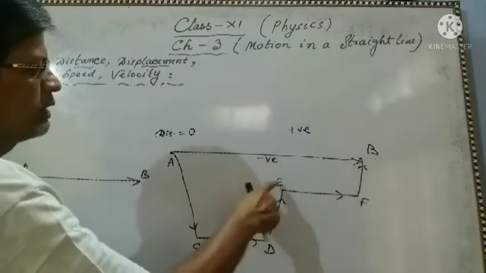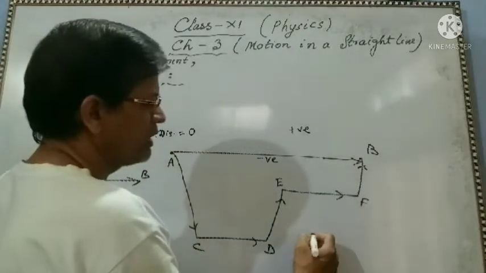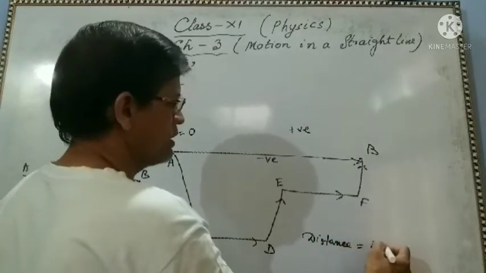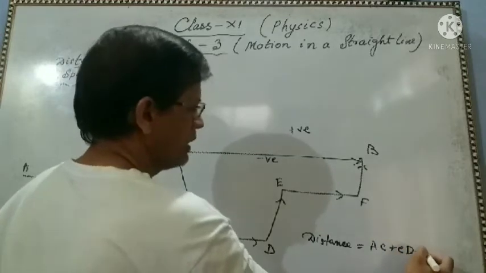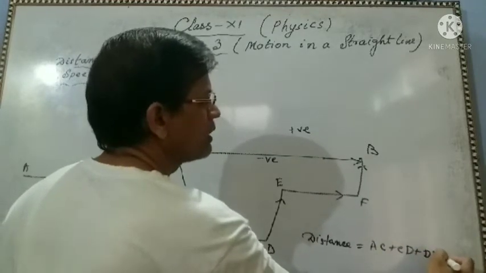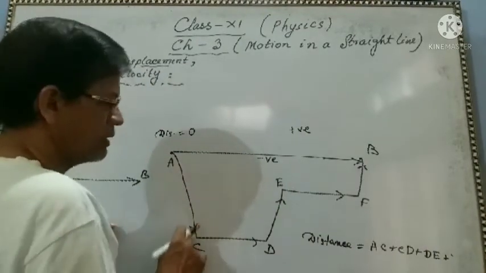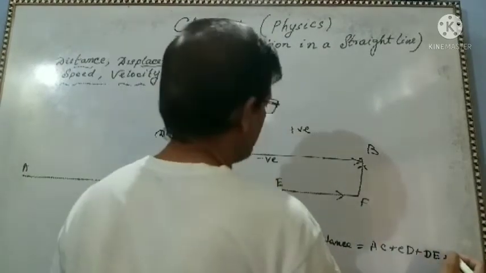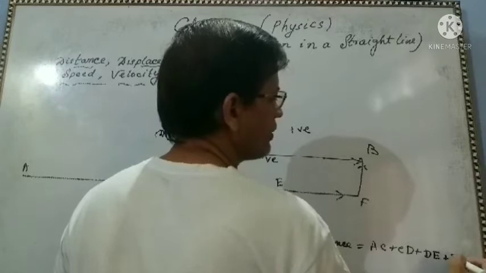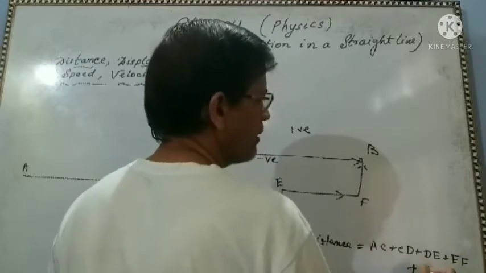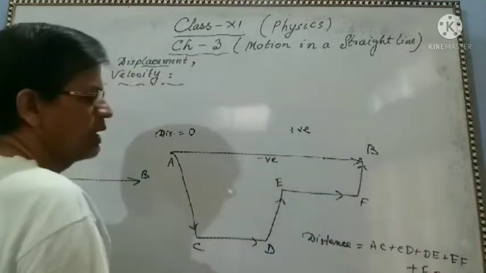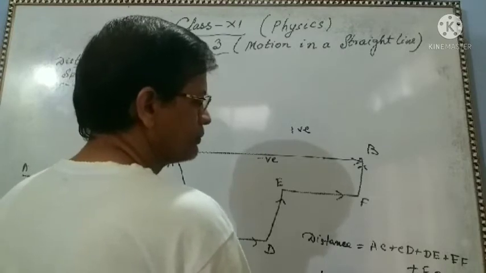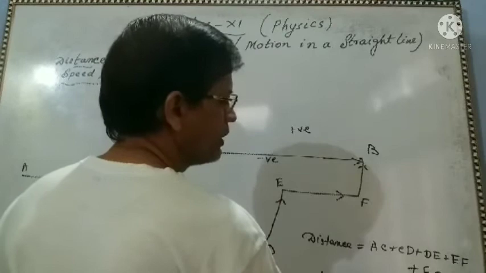Now you see, here we get, this is the distance. Here you see, the distance is AC plus CD plus DE plus EF plus FB. This is the distance, and displacement is equal to AB.